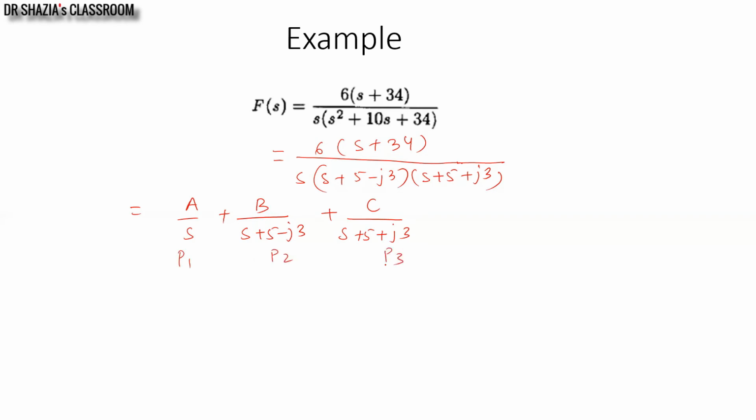The first pole is at 0. The second pole is at minus of 5 plus j3, and the third pole is at minus of 5 minus j3. So you can say a plus jb, a minus jb. These are the complex conjugate values, or I have complex poles.